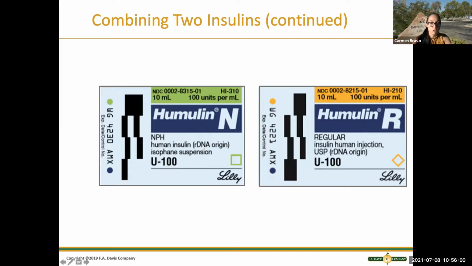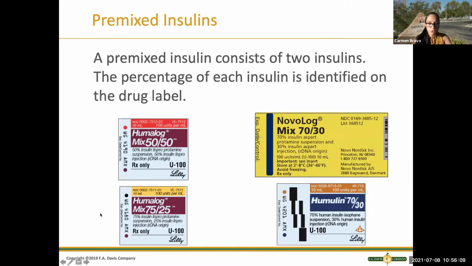So you see the two different labels. And then they have the big N there so that you can see regular NPH. Okay. So those are the two that you can combine.